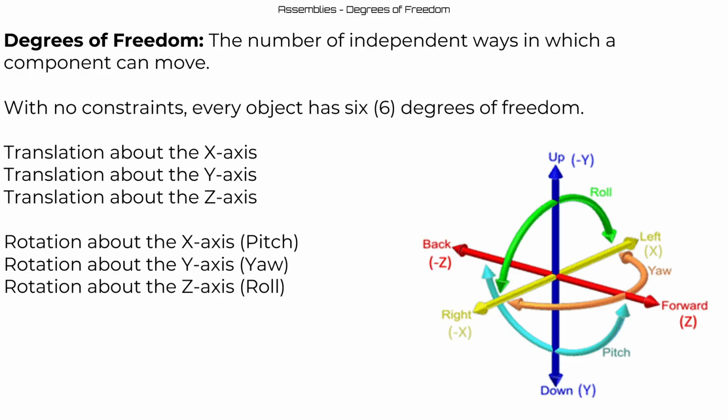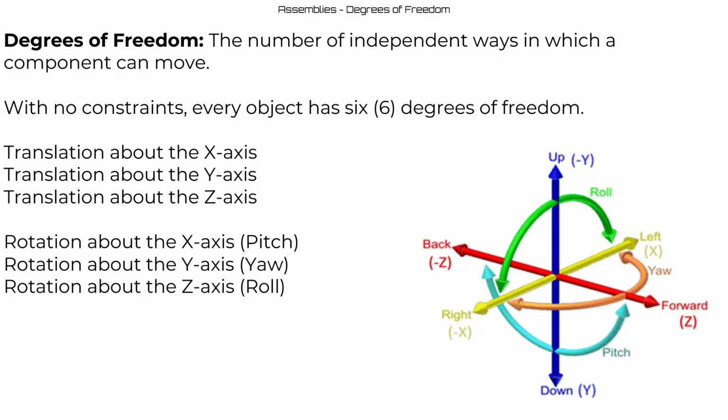So degrees of freedom are very important in assemblies. Degrees of freedom are the number of independent ways in which a component can move. With no constraints, every single object has 6 degrees of freedom. It can translate along the x-axis, so in this case, I'm going to say left and right. Translate along the y-axis, up and down. Translate along the z-axis, so forward and backwards.